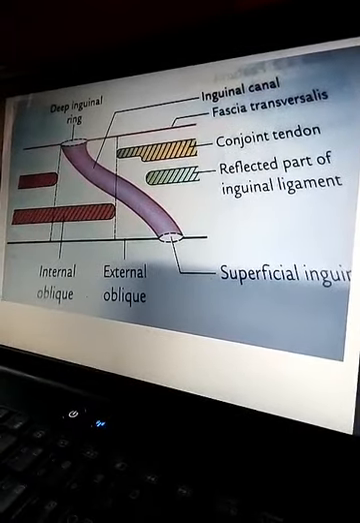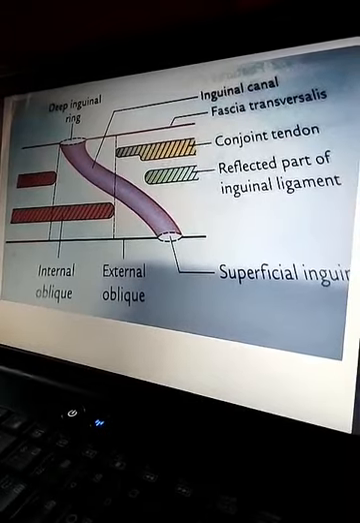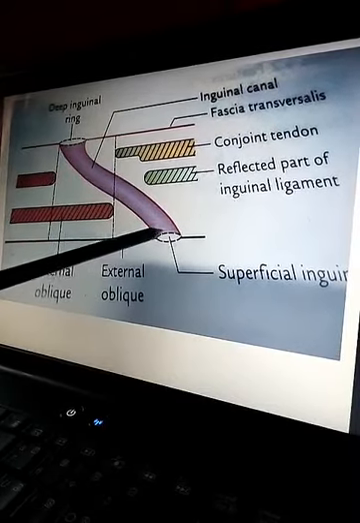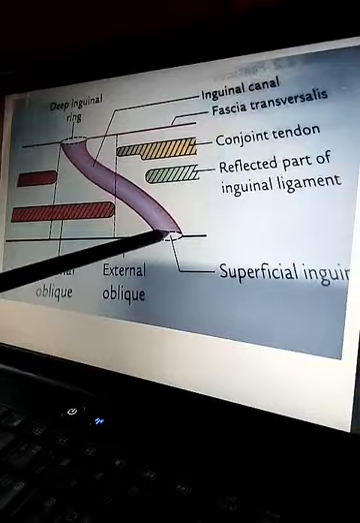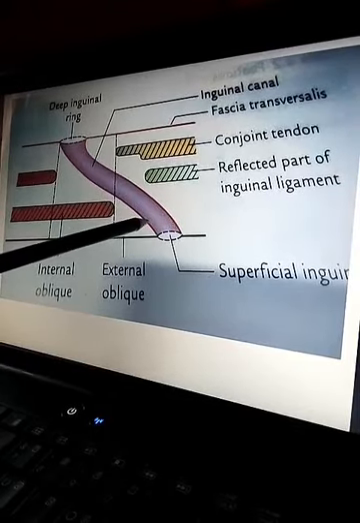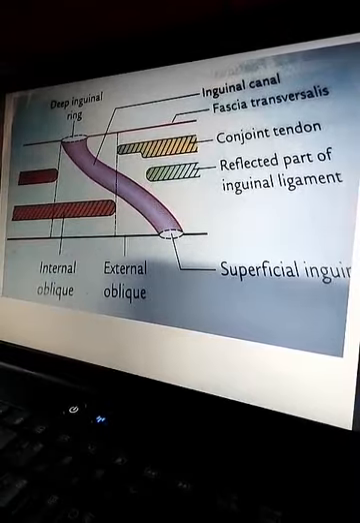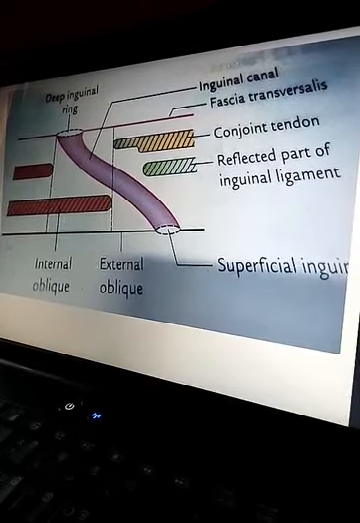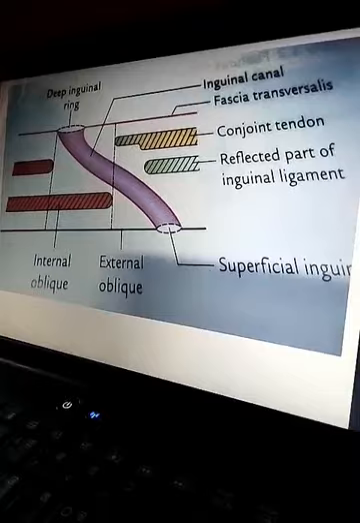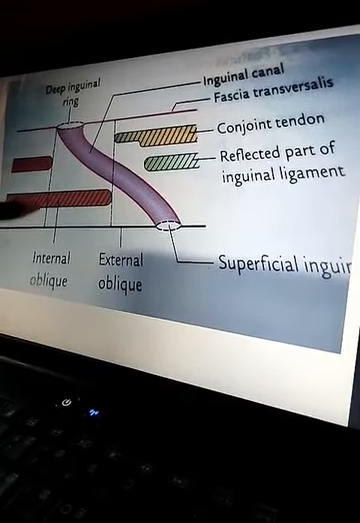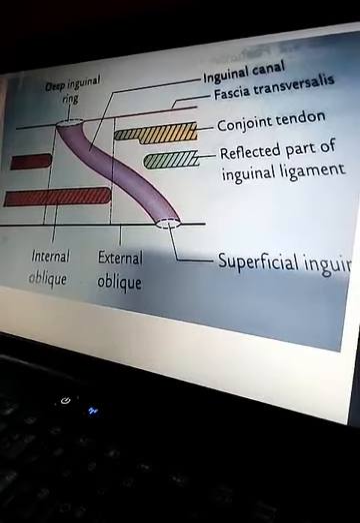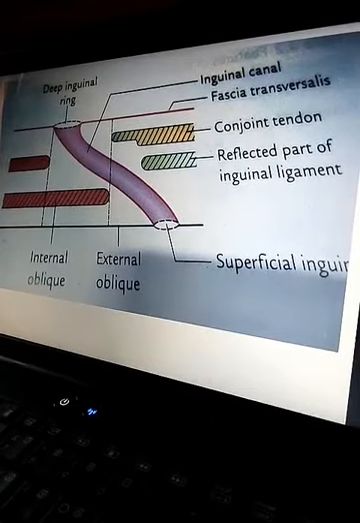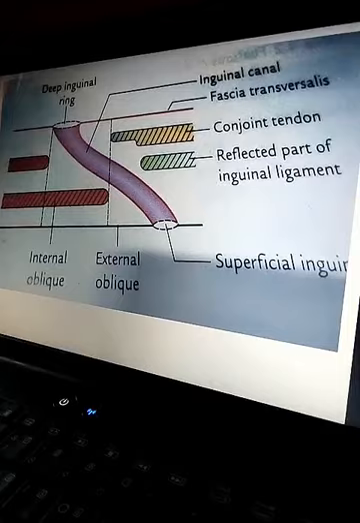Another mechanism which prevents the hernia is the slit valve mechanism. The contraction of external oblique muscle approximates the two crura, medial and lateral, of the superficial inguinal ring like a slit valve. The intercrural fibers also help in this act. That is known as slit valve mechanism. Last mechanism is the ball valve mechanism. Contraction of the cremaster muscle pulls the testes up, and the superficial inguinal ring is plugged by the spermatic cord. These were the different mechanisms that help to prevent the formation of the hernia.